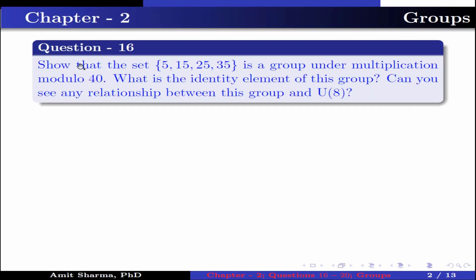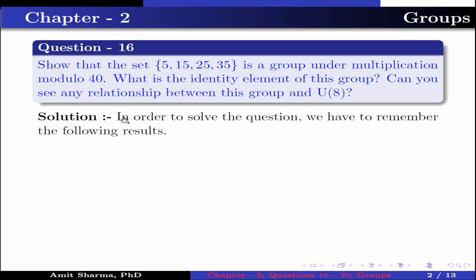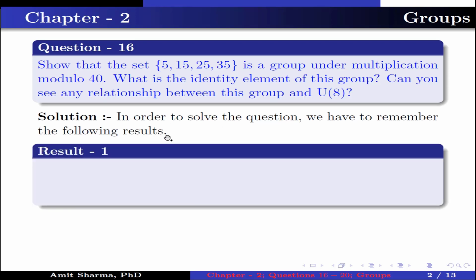Question number 16. Show that the set containing the elements 5, 15, 25, 35 is a group under multiplication modulo 40. What is the identity element of this group? Can you see any relationship between this group and U8? In order to solve the question, we have to remember the following results.